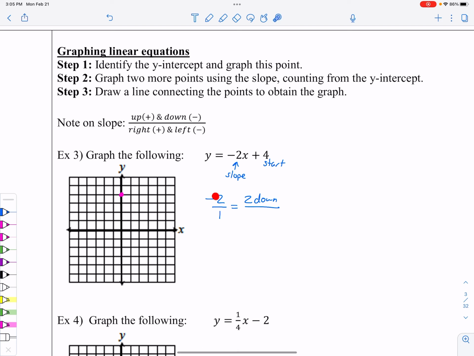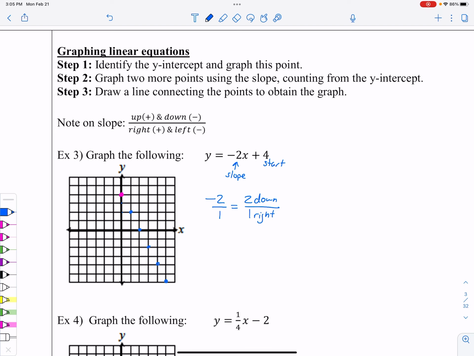And the negative always goes with the top, so my bottom is always going to be positive. That means it's always going to be right. So 1 to the right. So I'm going to go 2 down and 1 right. So I can count that. 1, 2, 1 right, right here. I can do it again and again. 2 down, 1 right, 2 down, 1 right.